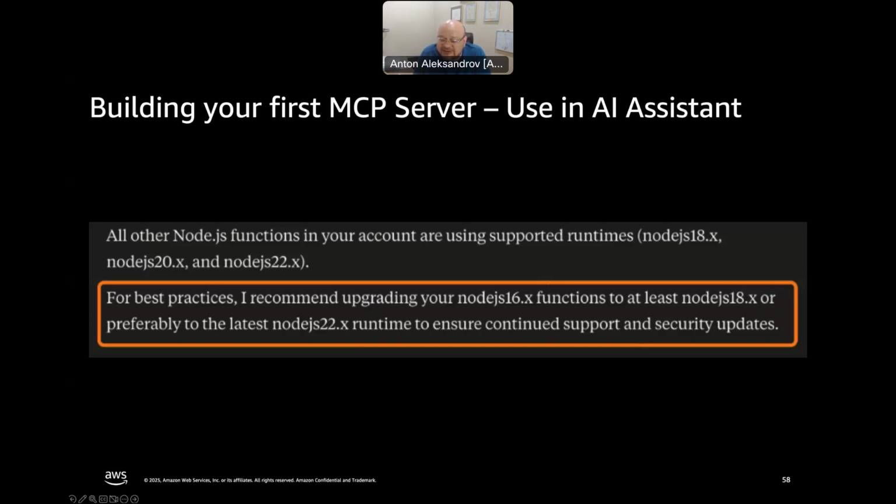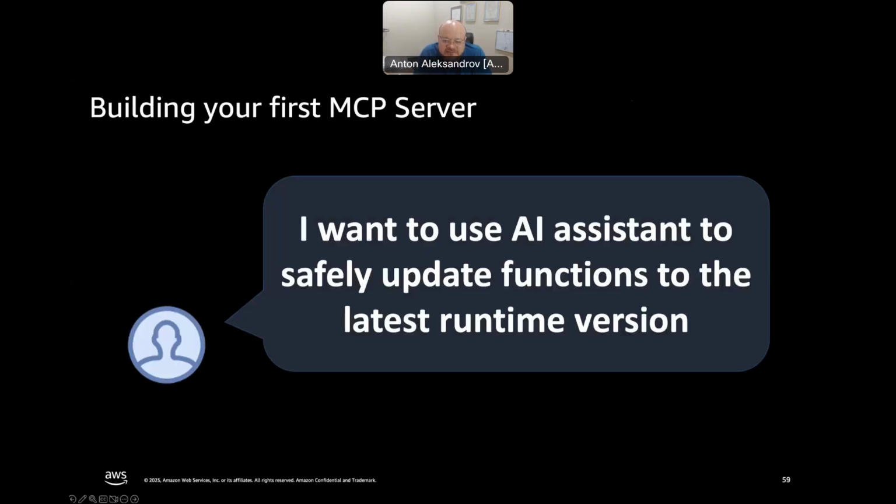Well, because the LLM knowledge cutoff date is several months ago. It simply doesn't know about recent events. Moreover, it recommends upgrading. A recommendation is nice, but here at AWS, we love to do things. So we call it bias correction. I'm going to enhance my use case. My new use case is: I want to use an AI assistant to safely update functions to the latest runtime version. So let's highlight important pieces here.